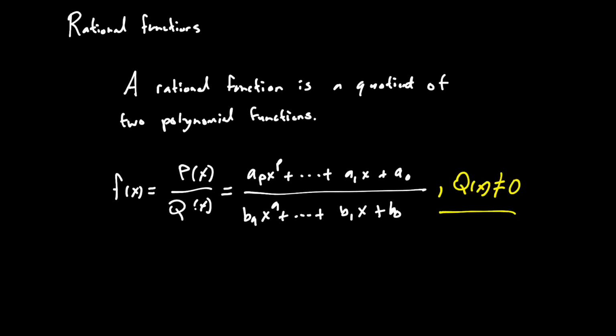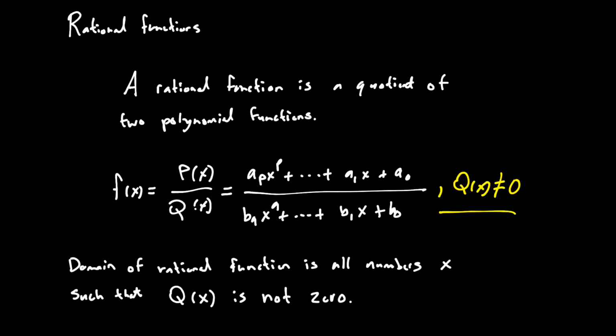This restriction will actually allow us to define the domain of a rational function, and we say the domain of a rational function is all real numbers where we have that q of x is non-zero. Let's go ahead and look at an example.